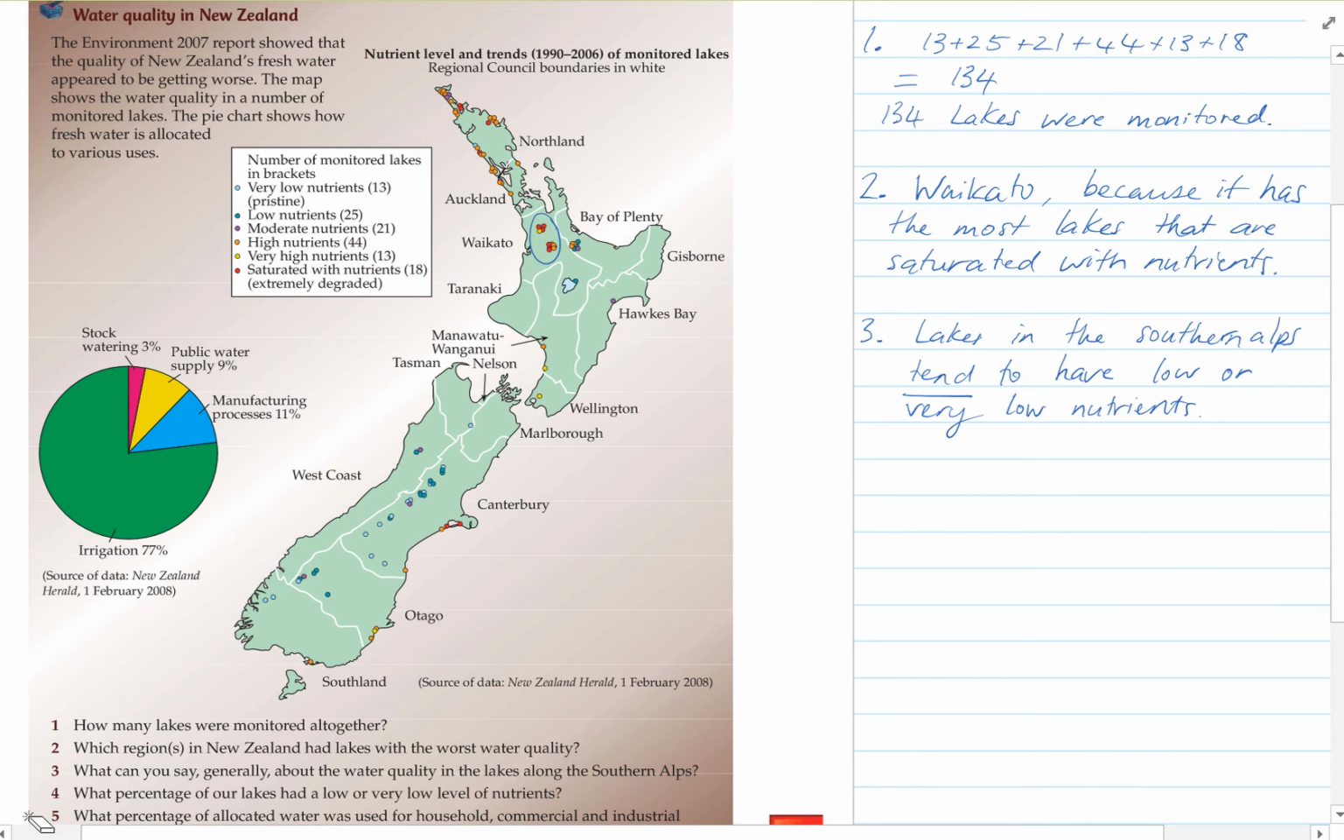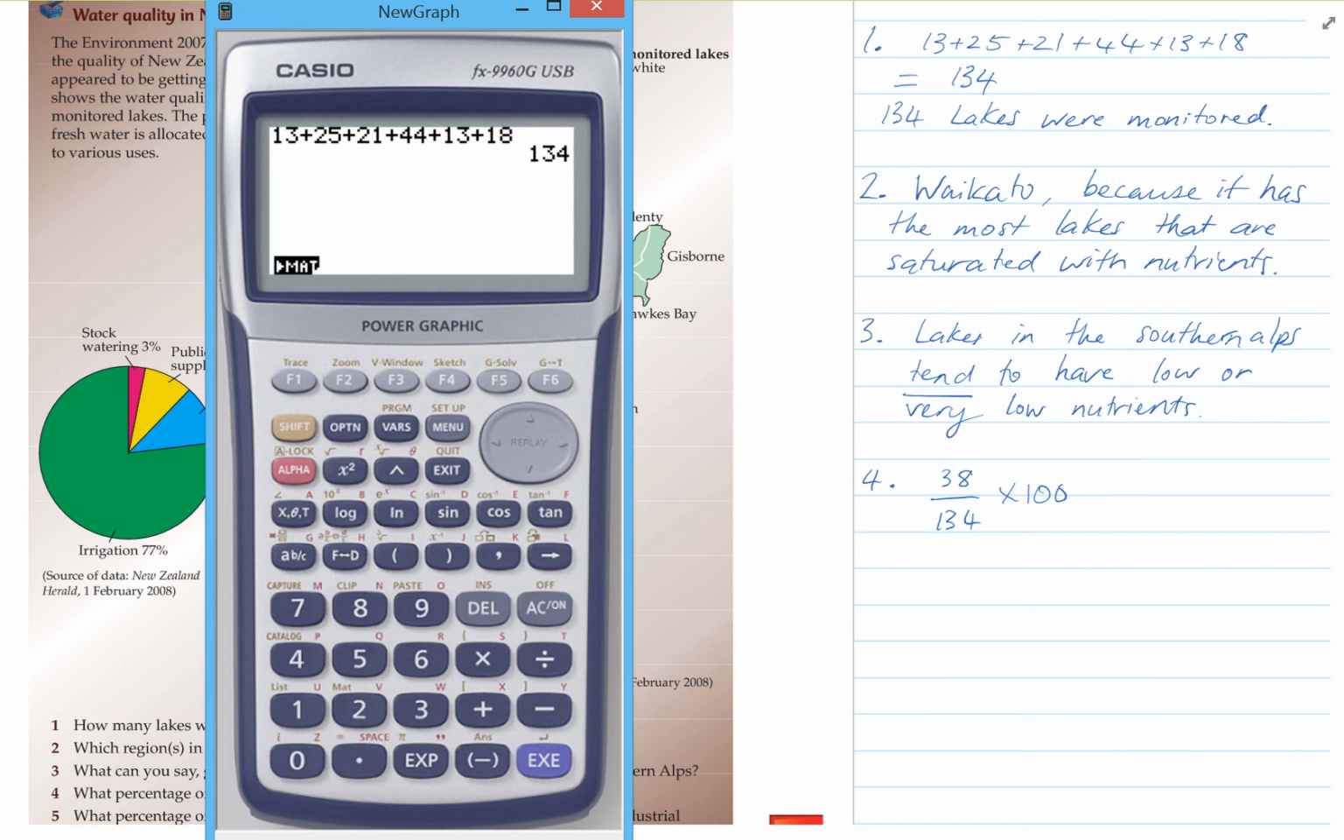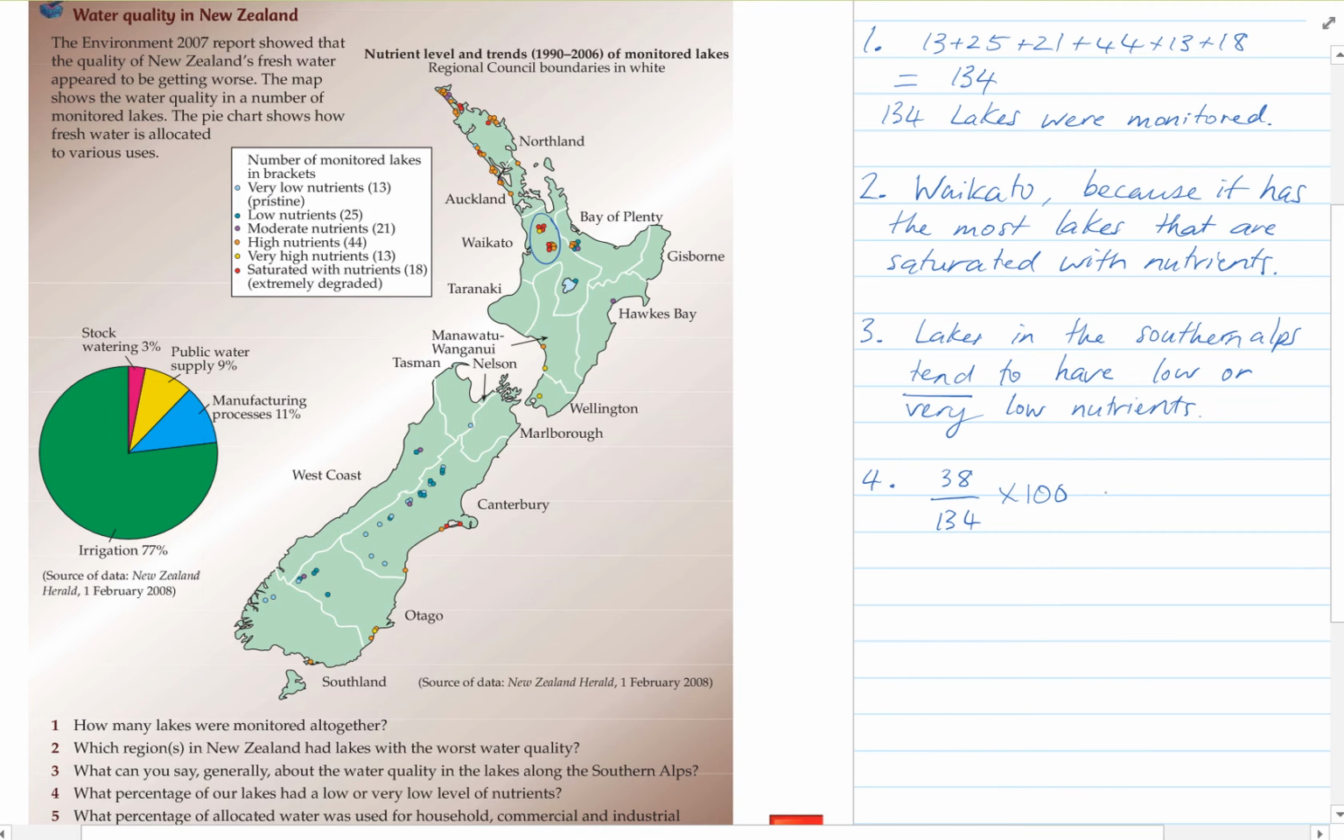Okay, question 4. What percentage of our lakes had a low or very low level of nutrients? So low and very low, they add up to 38, and so it's going to be 38 out of 134 as a fraction. And to turn a fraction into a percentage, we times it by 100. So let's do that in our calculator. 38 divided by 134 times 100 gives us 28%.